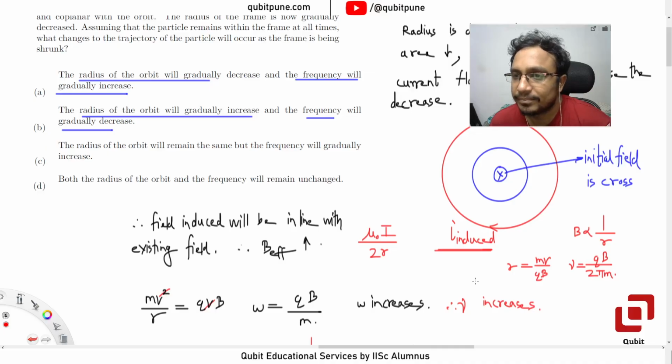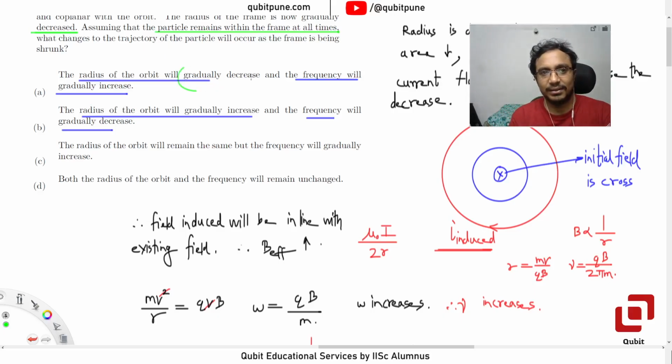So I just went by what it said: the loop is shrinking, and it also says that the particle remains within the frame. So if it's shrinking, then the orbit will have to decrease, right? Because the particle is bound to move within the loop. If the loop is shrinking, the radius also must decrease. Only then it will stay inside the loop. That's the logic I used for this. Okay, so you're saying the particle remains within the frame at all times, and because the frame is decreasing, the radius will gradually decrease. Yeah, that is fair enough.